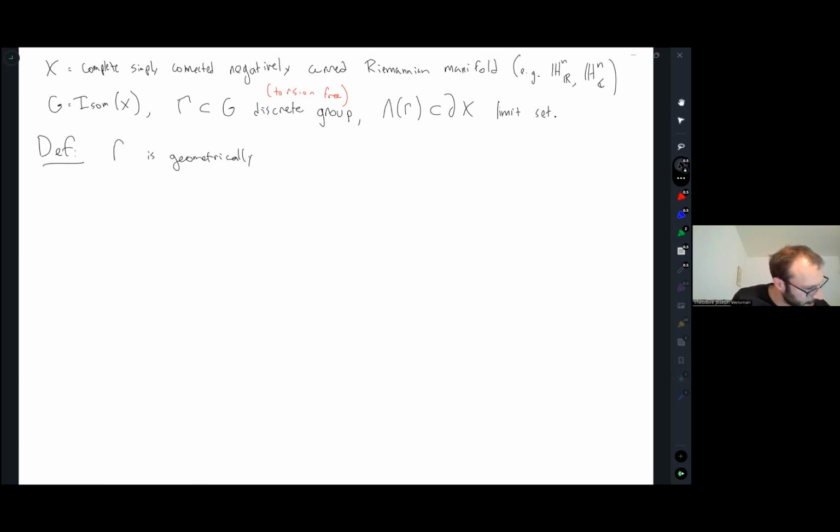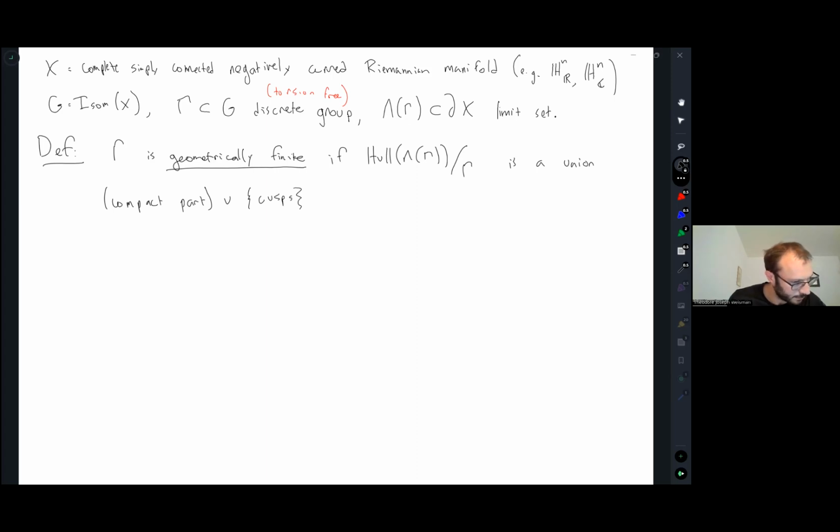is geometrically finite if the convex hull of its limit set modded out by the action of the group Gamma can be written as a union of a compact part and finitely many cusps. So let's make a note that this is a finite set.